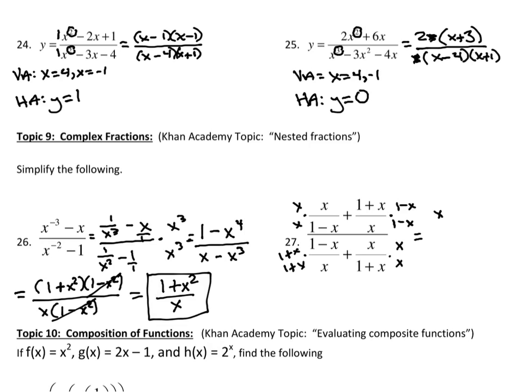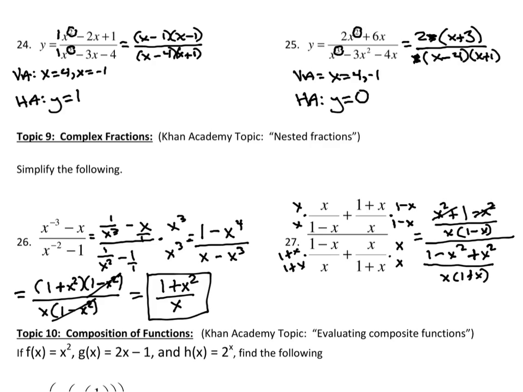So the top is going to become x squared, plus, I'm going to FOIL this out, 1 plus x minus x squared, that's a difference of squares, all over x times 1 minus x. All over the bottom, I'm going to FOIL that out. We're going to get 1 minus x squared plus x squared over x times 1 plus x.